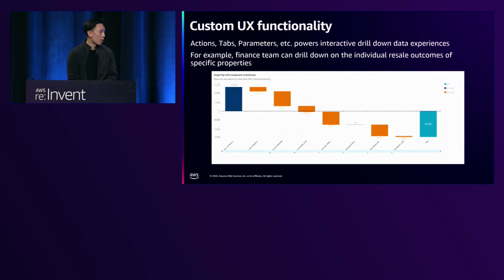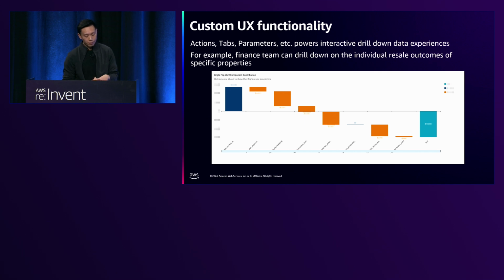And then the third thing that I want to talk about, this one's a little bit more geared on the creator side, is the custom user experience functionality. In QuickSight, there's a variety of actions that you can actually take within the tool. Some of them are called actions, tabs, and parameters. But what it does is it all comes together to let you build high-powered data apps to let you drill down on your data.